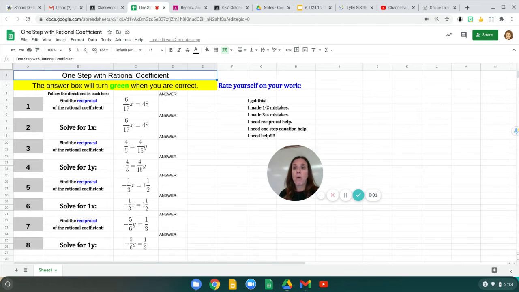Morning. Here we go. You're going to practice your one-step rational coefficients equations today. So have your notes handy from yesterday. Those will be your guide through this practice. I'm going to show you the ask on the first and second problem, and then you are going to go to town on the rest.